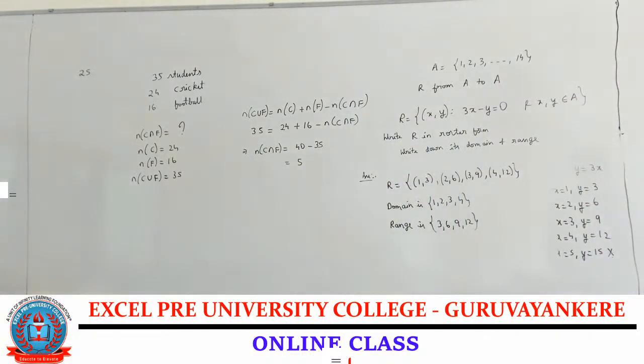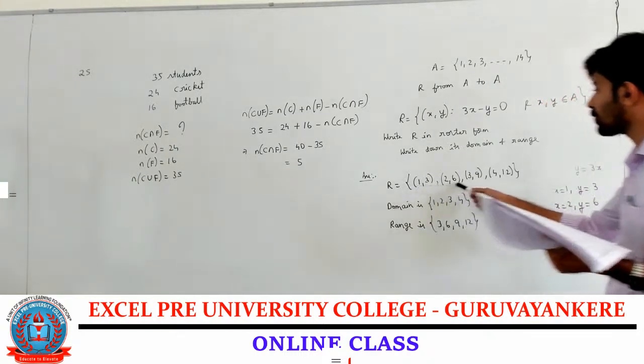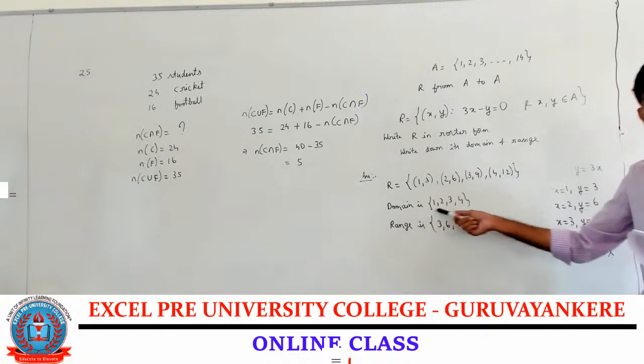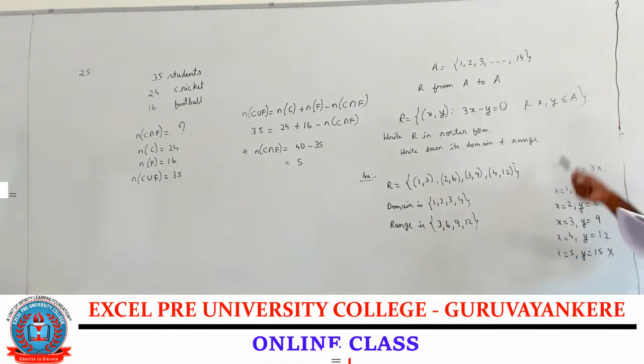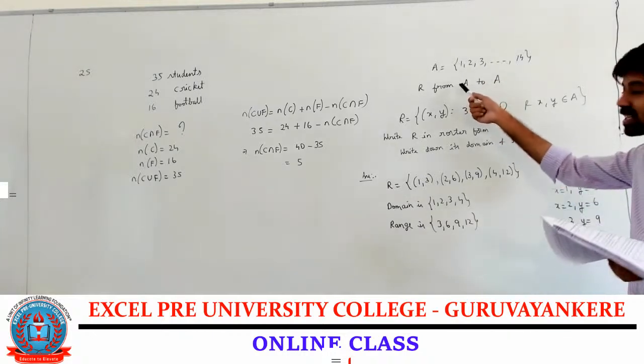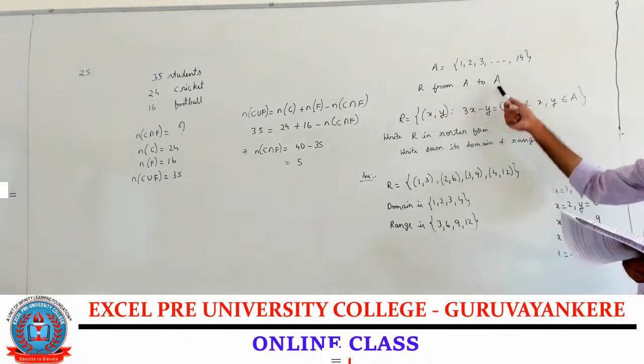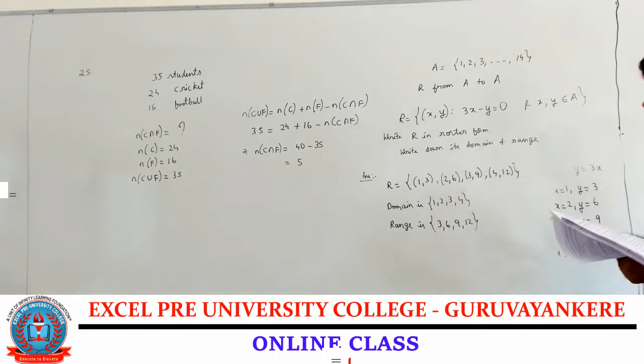3 marks question. Equal distribution for all: 1 mark to write the roster form, 1 mark to write the domain, 1 mark to write the range. Very simple question. Just see relation R is defined from where to where and write the ordered pairs accordingly.